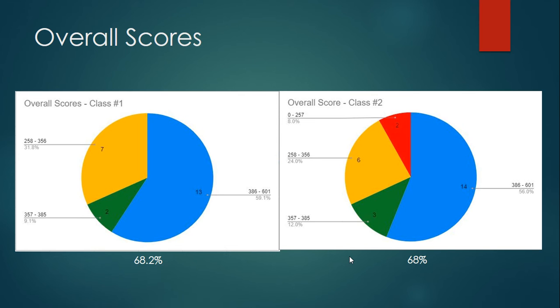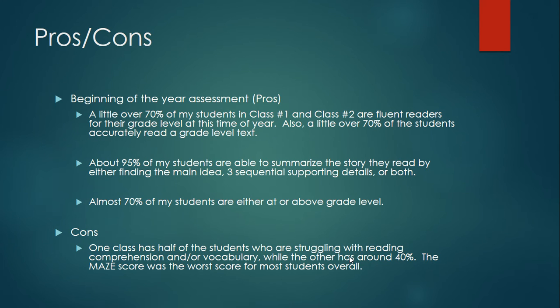So, what I decided to do was I not only went through and looked at my pros and my cons. So, my pros, as we just talked about, 70% of my students were able to be fluent, but I also had 70% of the students who were able to read accurately. My summarizing, I had over 95% at the beginning of the year who were able to do it correctly, as well as making sure they're giving me details and or main idea. I had students, almost 70% of my students who were either at or above grade level. So that was all pros for me. I felt that that was a pretty good start to the year.